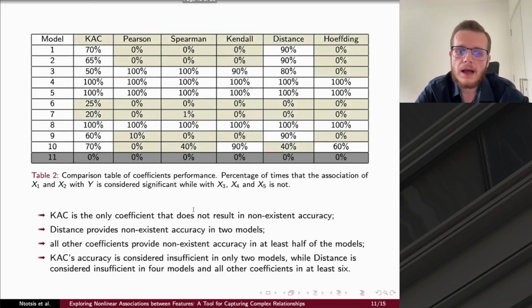Additional to all of that, the accuracy of KIC is considered insufficient, as we can see in this version, in only 2 models. And when I'm saying insufficient, I mean it's less than 50%. So for KIC, the accuracy is considered insufficient in 2 models, while in distance, it's considered insufficient in 3 models, as we can see here. And all the other coefficients exhibit insufficient results in at least 6 out of the total 10 models.